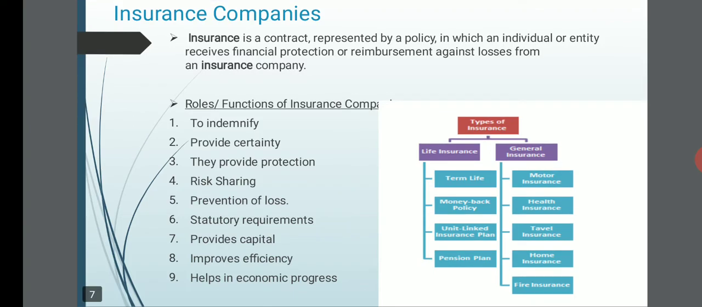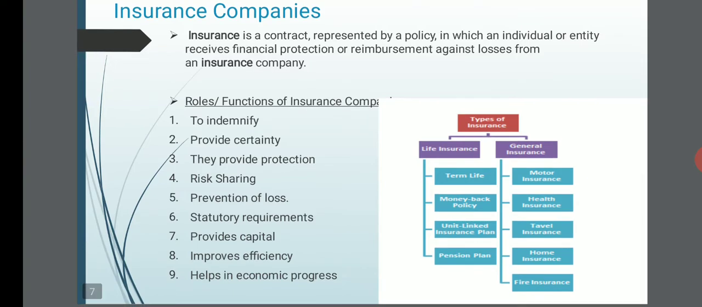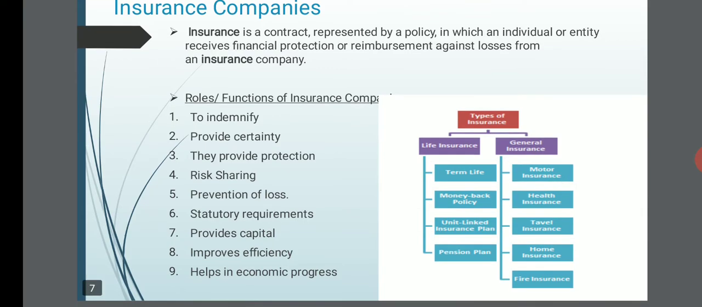Unit linked insurance plans are plans which are linked to the stock market, or to the units of a mutual fund, on the basis of which this insurance is paid, and also it leads to the appreciation of capital through investment in the securities market. Then pension plans are the plans which finance the pension of the employees. Regular investment plans are there.